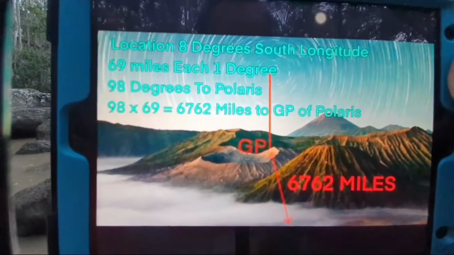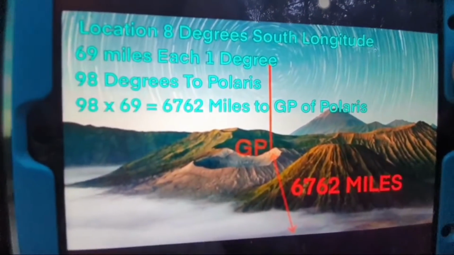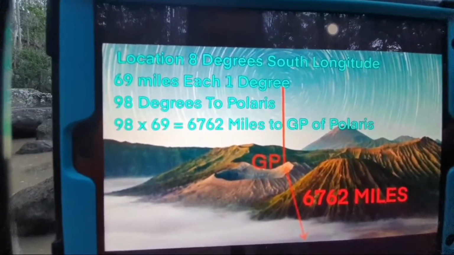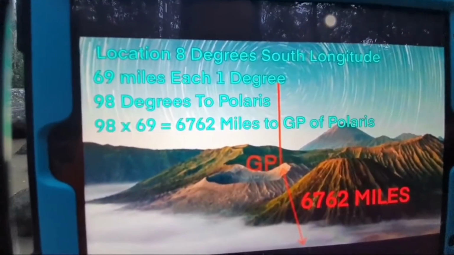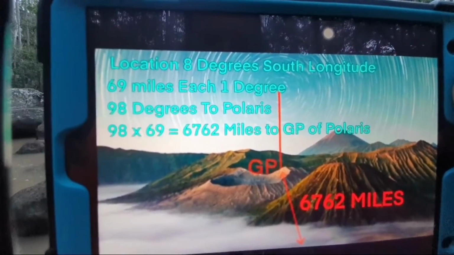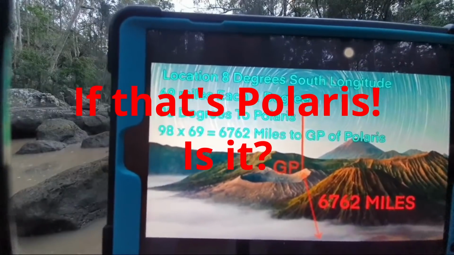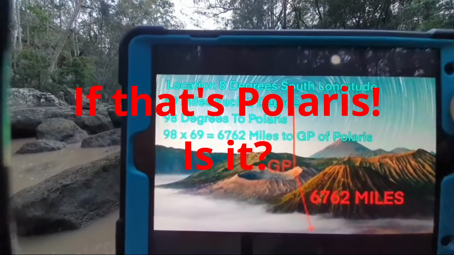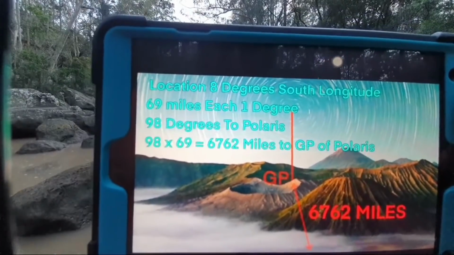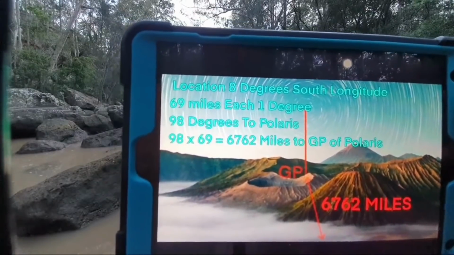Because we know each 1 degree that we measure from Polaris is 69 miles, something that the globe believers are punting as globe proof. So the location is 8 degrees south latitude, so it's 98 degrees from this location to Polaris. Now they say that they've gone over a curve, that south of the equator there's a bulge between them and Polaris, so they can't see it. It's Polaris right there. They can see Polaris. There's no bulge. They're not 8 degrees over a bulge of the equator. No, it is a flat Earth.